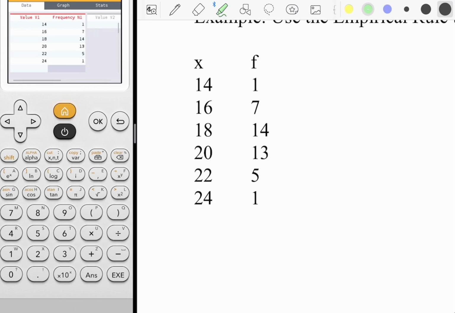So if you just picked up a calculator, again, you're going into statistics, and you're typing in the data to value V1 and frequency. Okay, so I'll give you a couple seconds to do that. So we're hitting statistics, and under data, you're putting in the values into V1 and frequency.